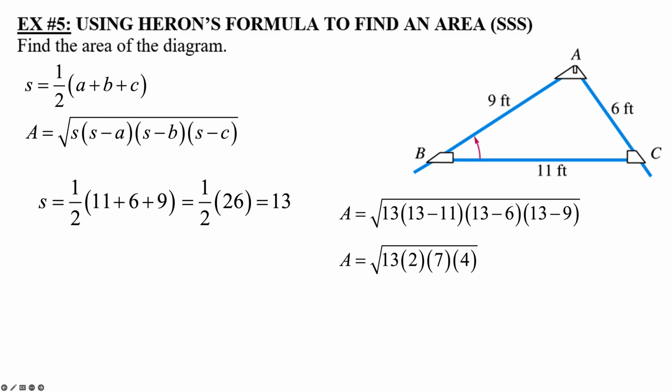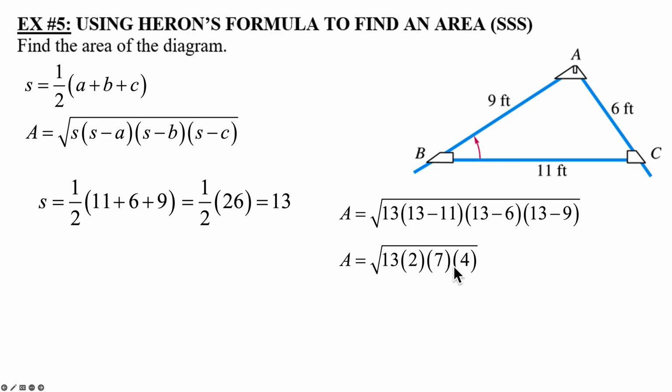Now, because you have all integers here, when all 4 factors are an integer, most authors are going to ask you for 2 answers: a simplified radical form and a decimal approximation form. So if these were all decimals on the inside, then it would probably be too difficult to simplify the radical. They'll ask you for the decimal.